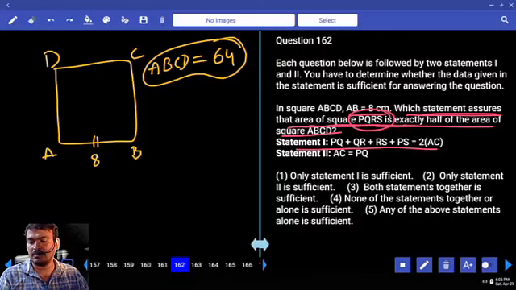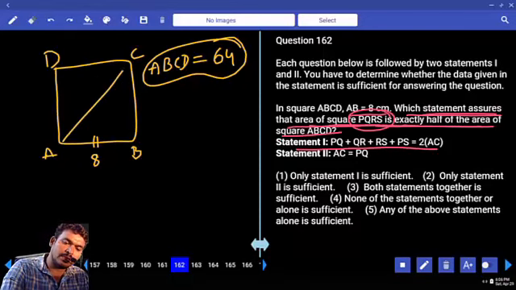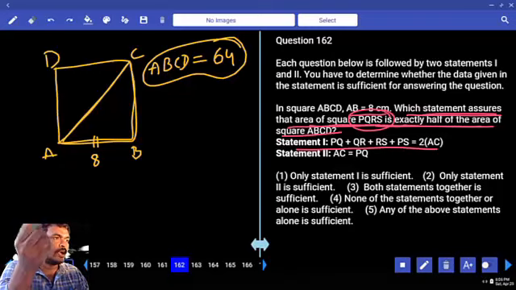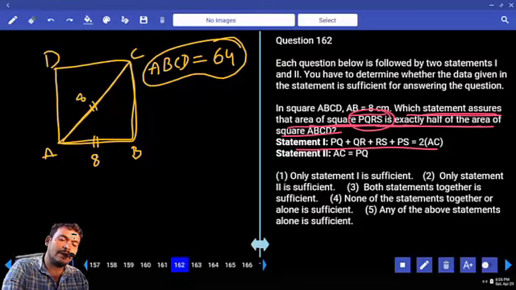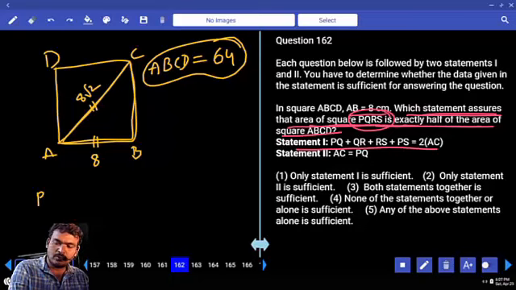PQ plus QR plus RS plus PS is equal to 2 times of which one? AC value. AC is nothing but the diagonal of square ABCD. Diagonal means root 2 into A, so it is 8 root 2. 8 root 2 means PQ.